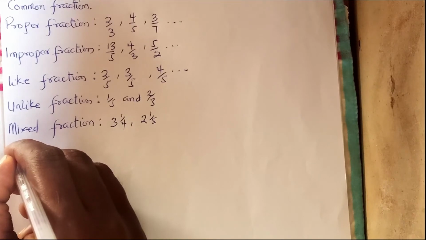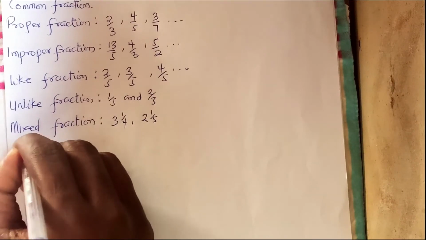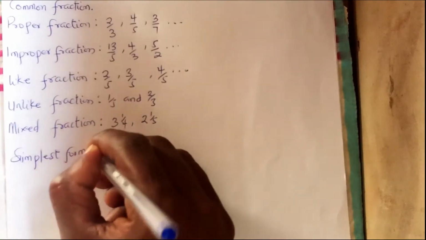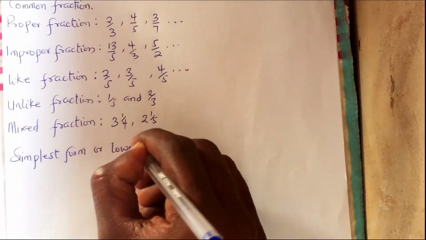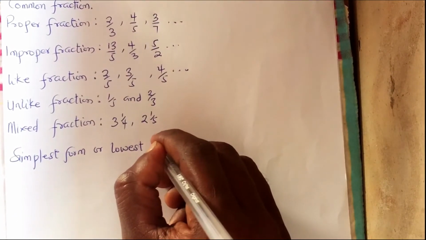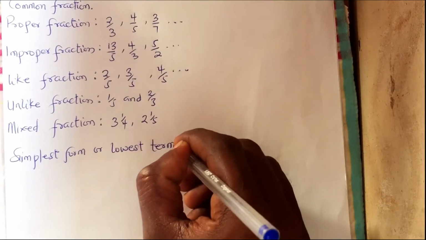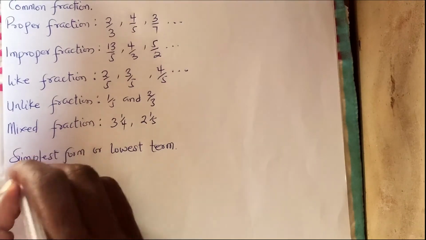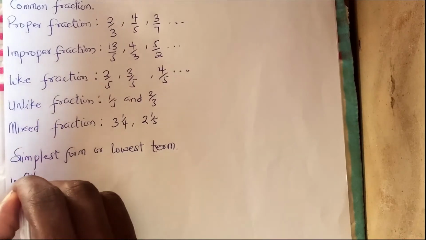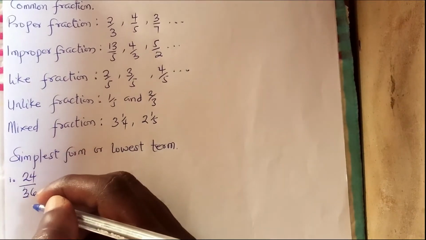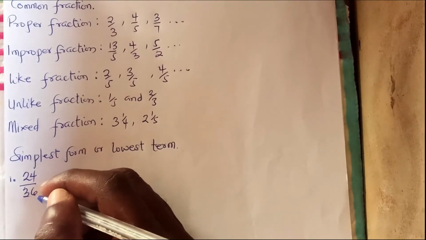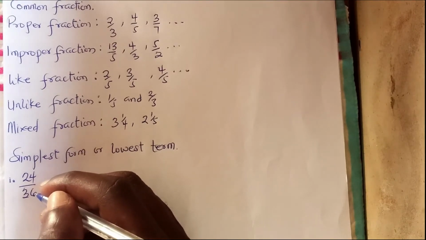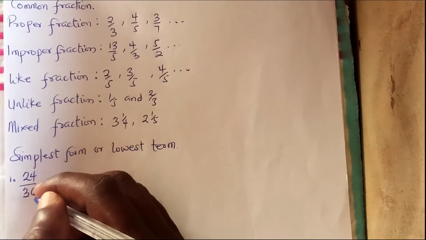Simplest form or lowest term. Example 1. 24/36. With this, we have to find the highest common factor in order to make it easy for us to break it down. But if you are not able to find the highest common factor, you can use the lowest common factor. Let's start by using 2.